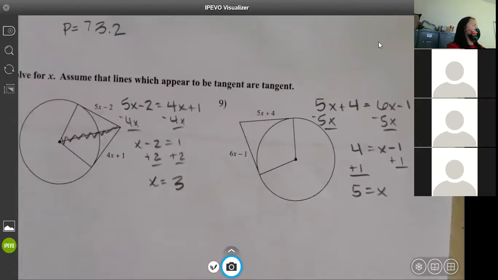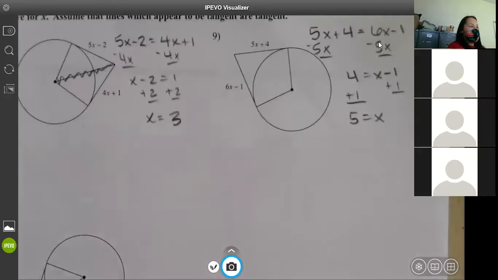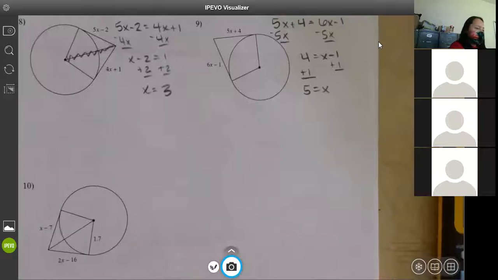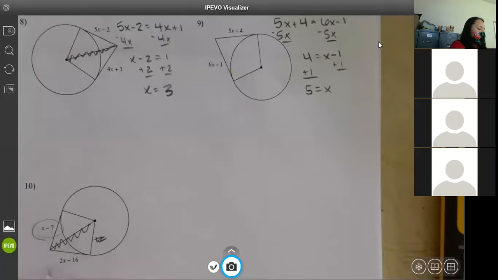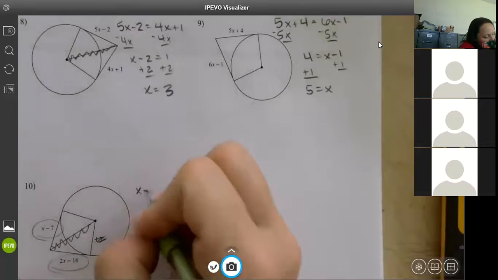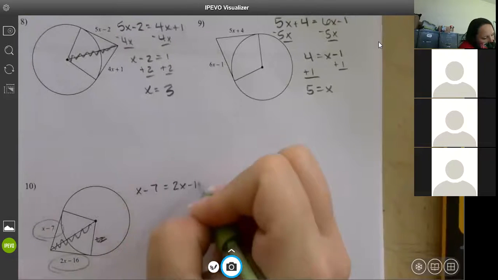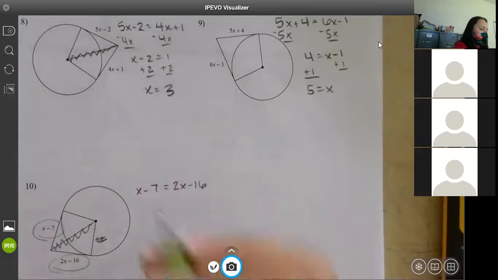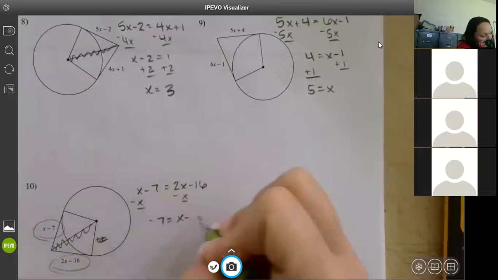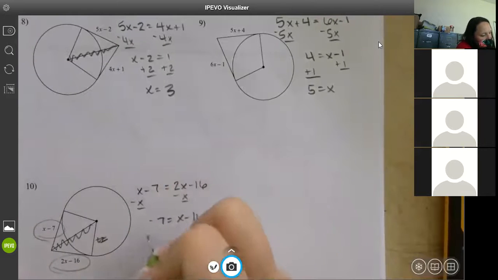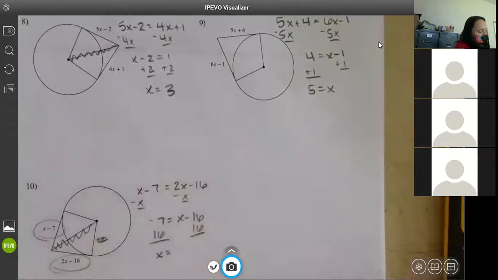Same thing on number 10. They just add in some crazy stuff that you absolutely do not need. So if I'm looking at number 10, I don't need this center line, and I don't need this measure right here. All I need to know are these two are equal. So set it up, x minus 7 equals 2x minus 16. We're going to subtract our x. We get negative 7 equals x minus 16. And then we add 16. And what do we get? 9. That's it, guys. That's it with tangents, okay?